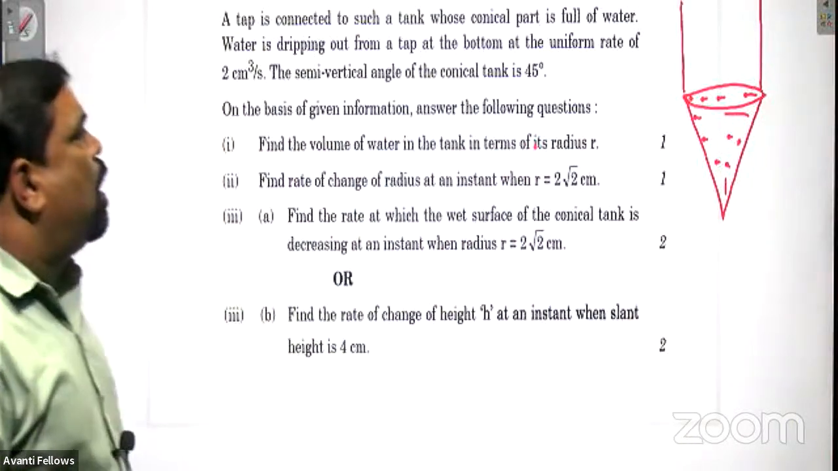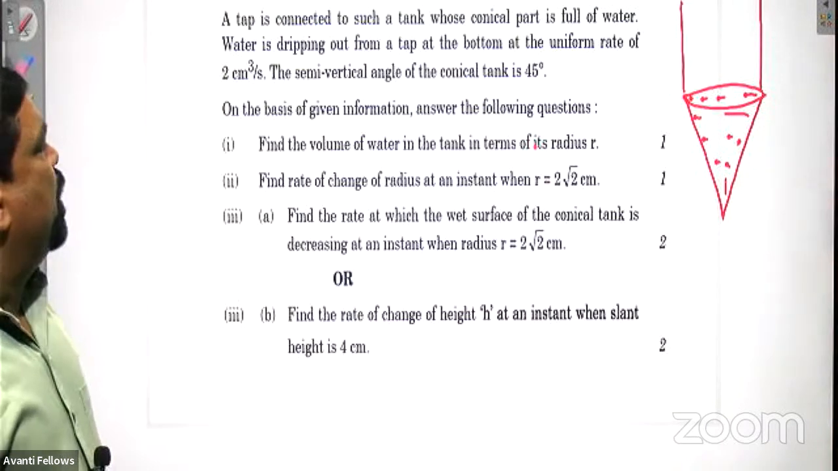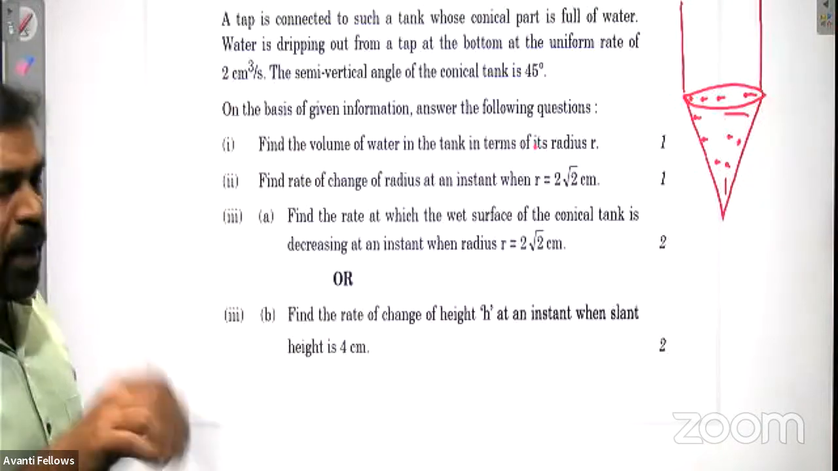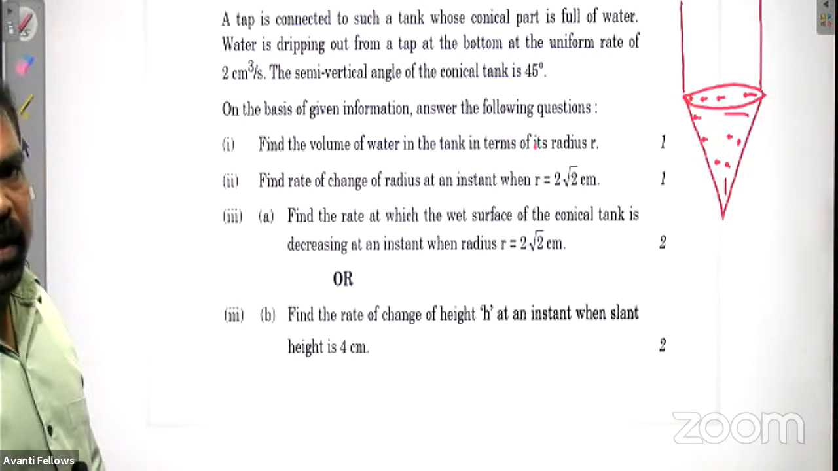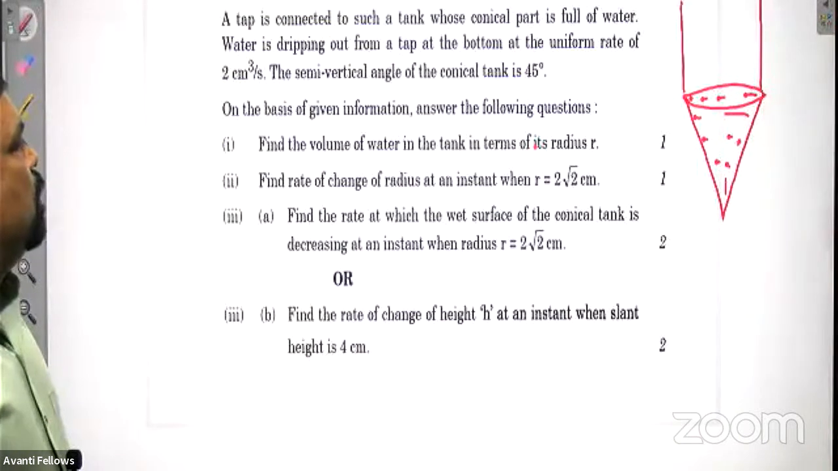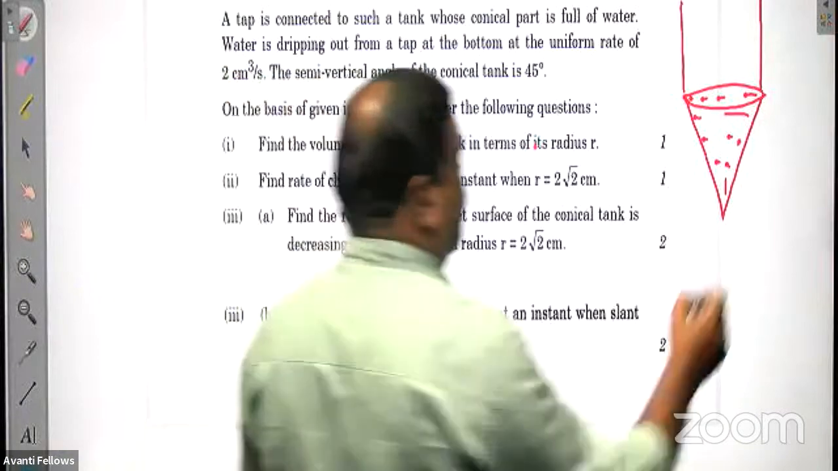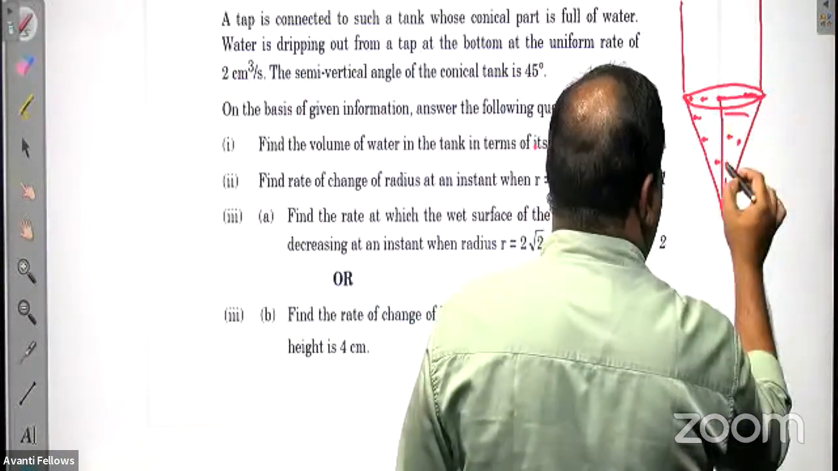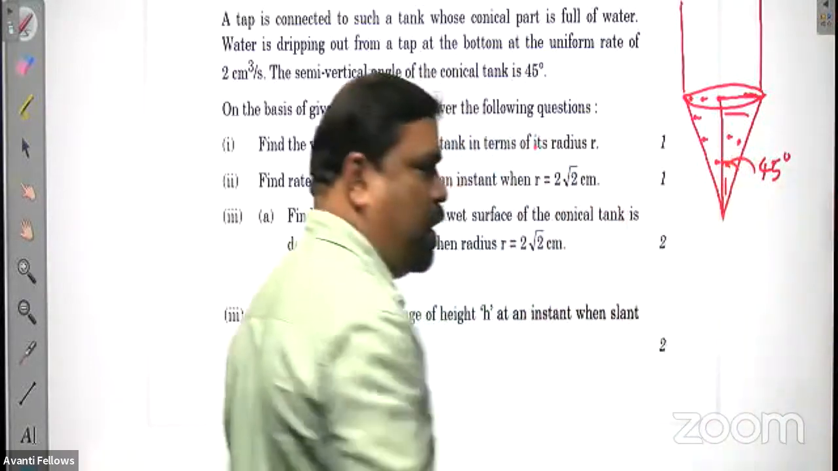Water is dripping out from a tap at the bottom at the uniform rate of 2 centimeter cube per second. Water is dripping out at the rate of 2 centimeter cube per second. And the semi-vertical angle of the conical tank is 45 degree. So this angle is 45 degree. So actually, this is the question.